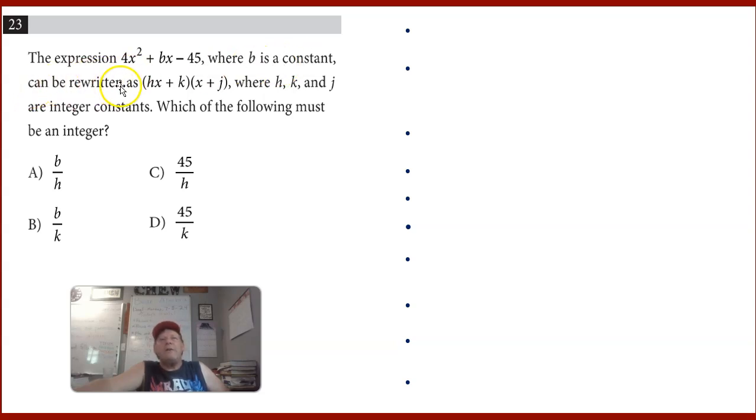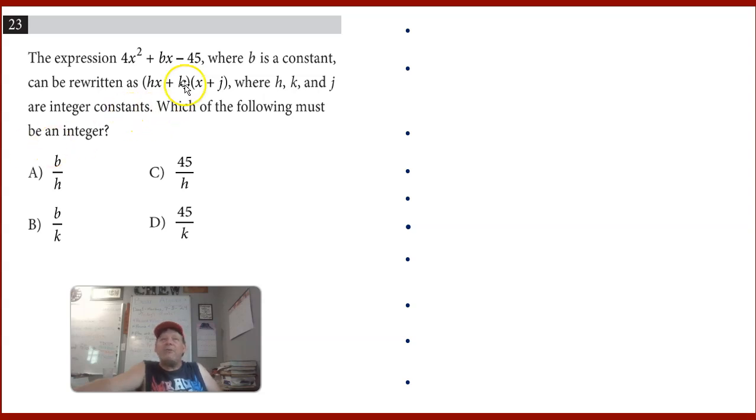So this whole quadratic can be written as the product of two binomials. That would be like if you were factoring it, where h, k, and j are integer constants. So h, j, and k are going to be integer constants. Which of the following must be an integer? So it's asking which one of these.